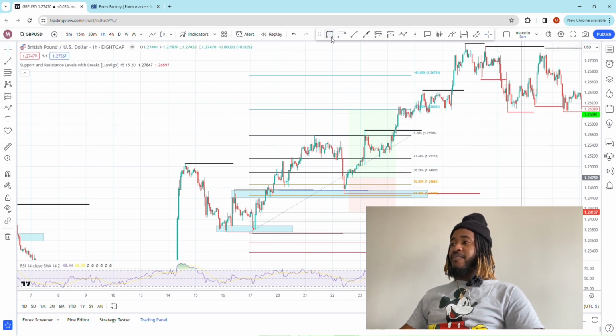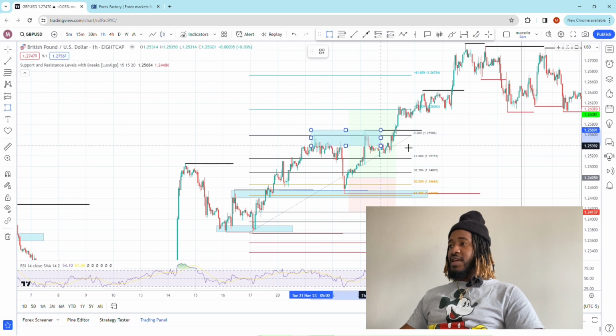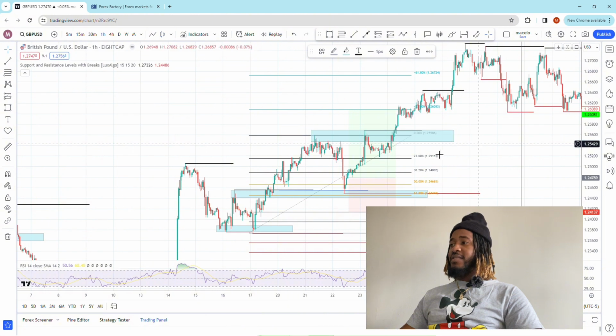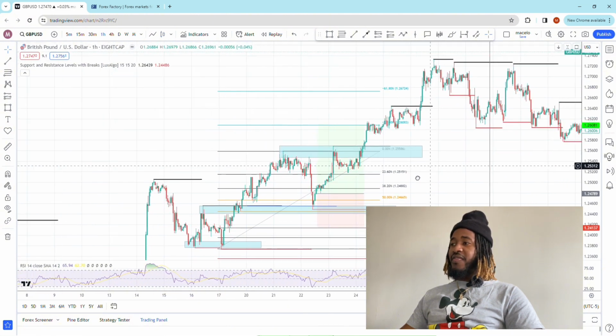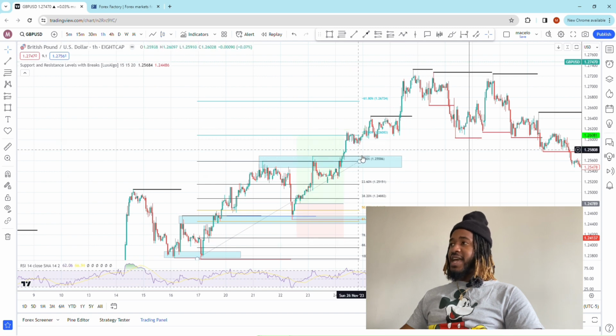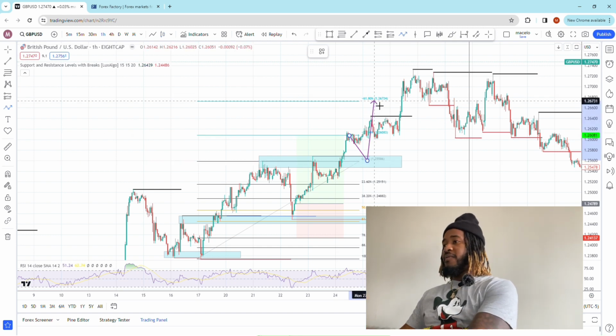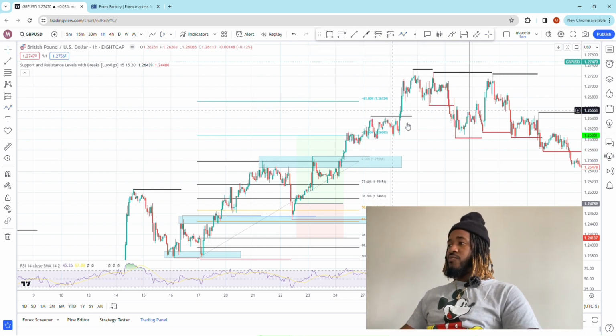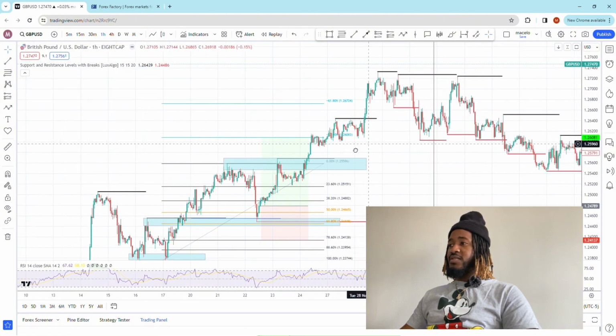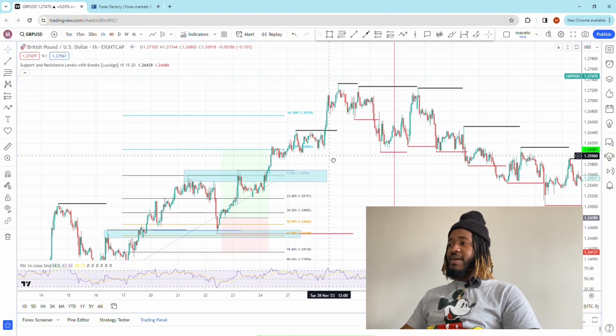Now I have a resistance area around these places. This is my resistance area here. I will wait to see if price wanted to come back to this area, which price didn't come back to. If it did, then it would have been a retest and I would have carried it to this area here. But unfortunately, it didn't give me the retest or anything. Something we can't get mad about. And then the month was over.